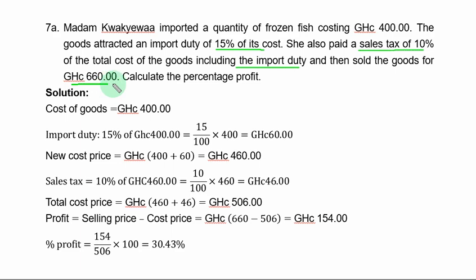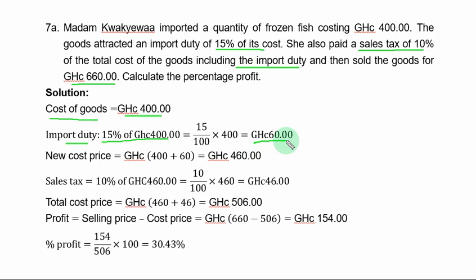This is the selling price. The total cost is needed. You know the cost initially, but from the question, the import duty and the sales tax are all added to the initial cost price. So by this, you need to get the total cost. So the initial cost of the goods is 400 Ghana cedis. Now, the import duty, by the question, is 15% of the initial cost. That simplifies to 60 Ghana cedi.